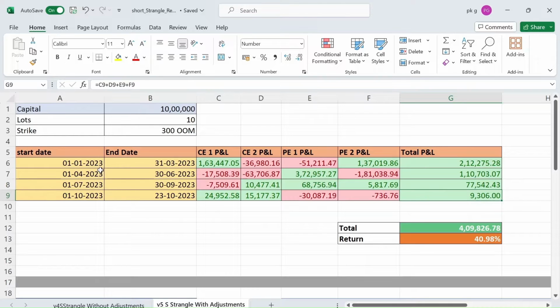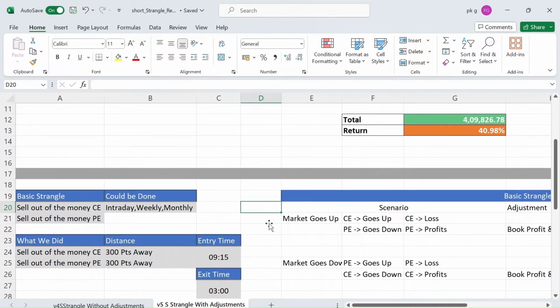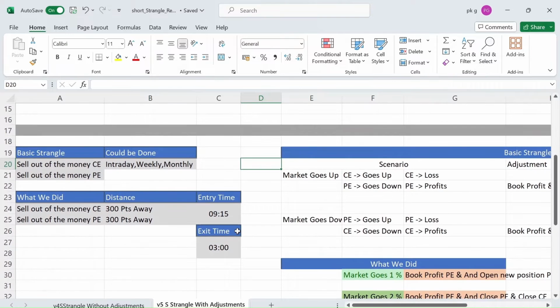So combined from 1st Jan 2023 until October, we have made around 4,09,000 profit with 10 lots. For 10 lots, you are going to need around 10 lakh capital, and that is a return of around 40%. So that's about the backtesting results. Now let's see how we have actually created this strategy in Streak.